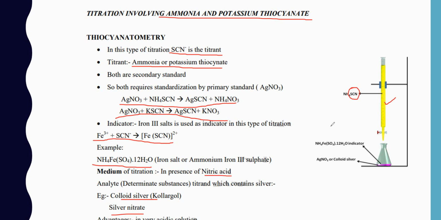So what is conveyed here, in simple language? Thiocyanatometry is where ammonium or potassium thiocyanate (SCN) is used as a titrant. These are first standardized with AgNO3, and then we can use them as a titrant. Then the titration can proceed. Nothing else is there.